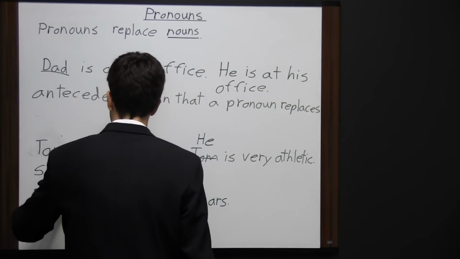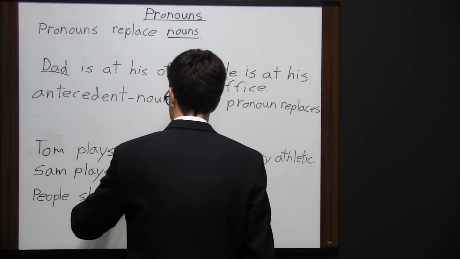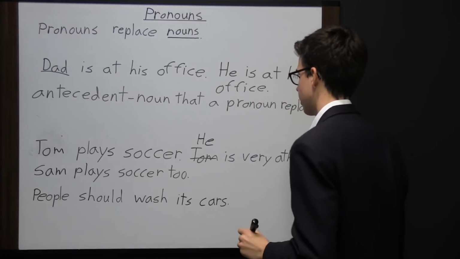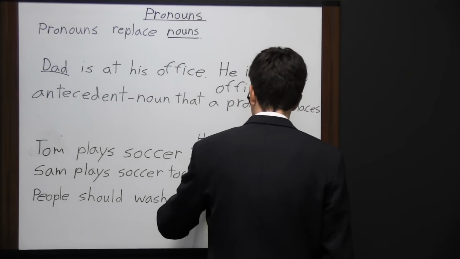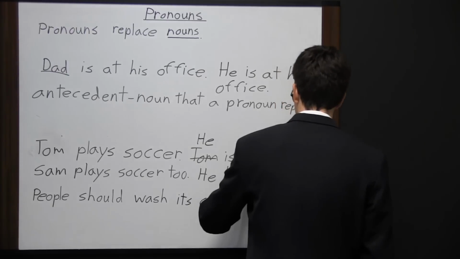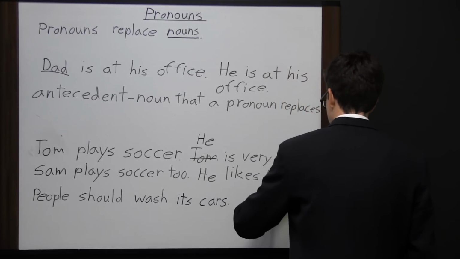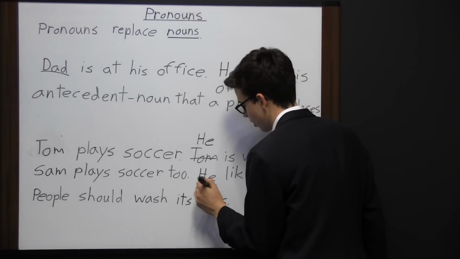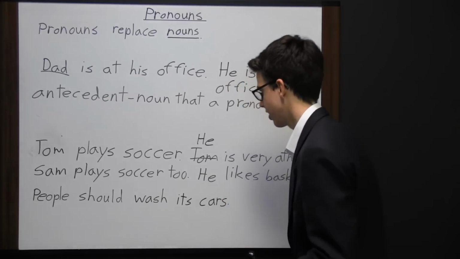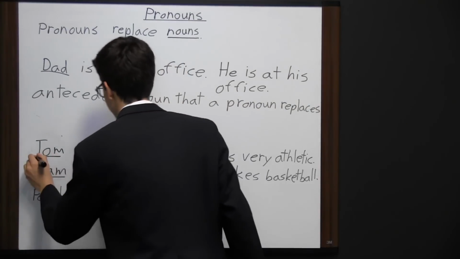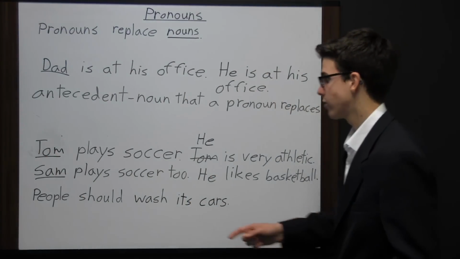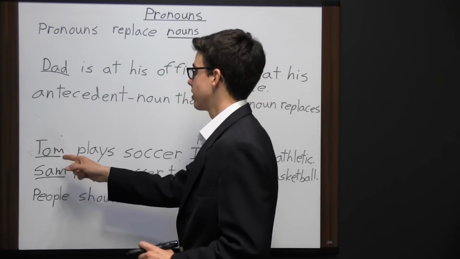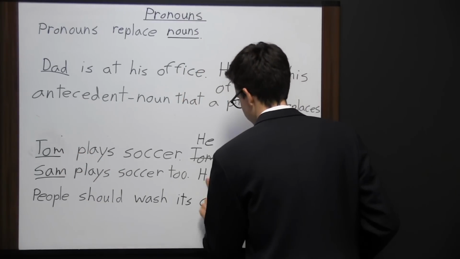Sam plays soccer too. Now, if we were to say, he likes basketball, then who would he stand for? He right here is a pronoun. And so what's the antecedent? Are we talking about Sam? Or are we talking about Tom? Most likely, people are going to think you're talking about Sam because that's the last noun you used. So if you were talking about Tom, then you would need to actually use his name right here.